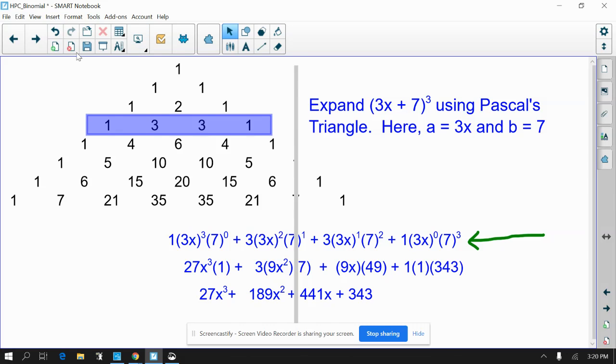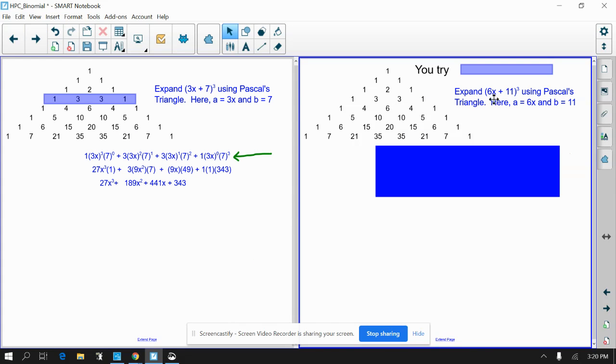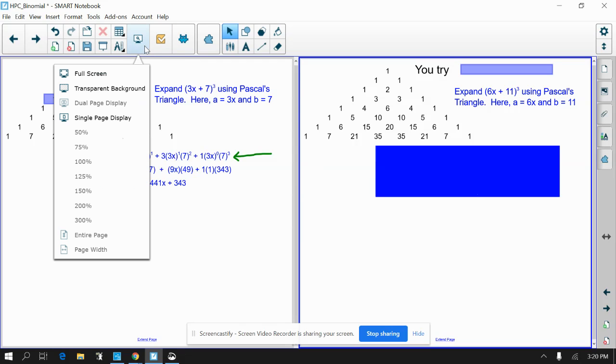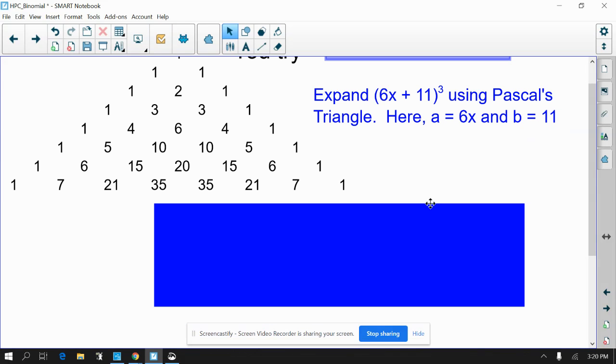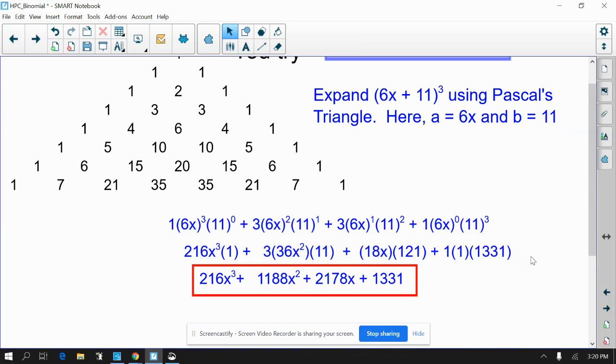Now I need you guys to pause the video and evaluate this. Pause the video and work this out. I sure hope you did pause it. You should have gotten that as your final answer.